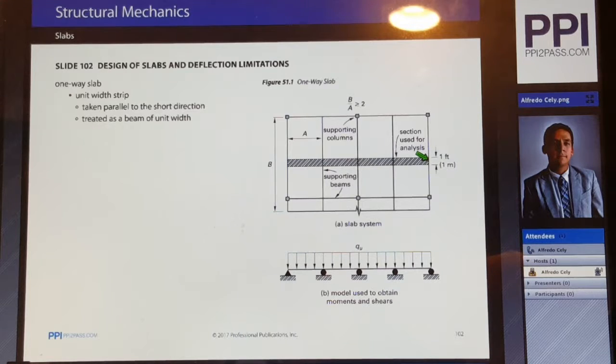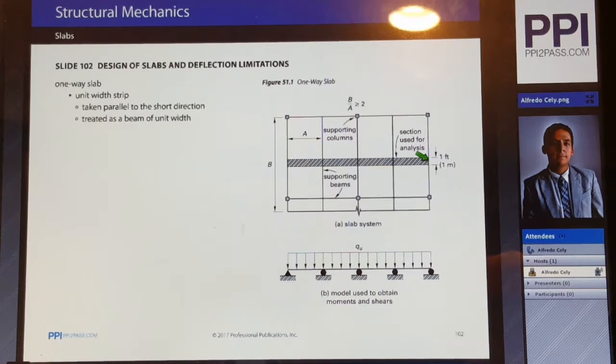The unit width beam is designed for flexure. Shear resistance is typically provided by the concrete alone. Deflections can be calculated using the unit width beam. The torsional restraint introduced by the supporting beams is typically neglected.